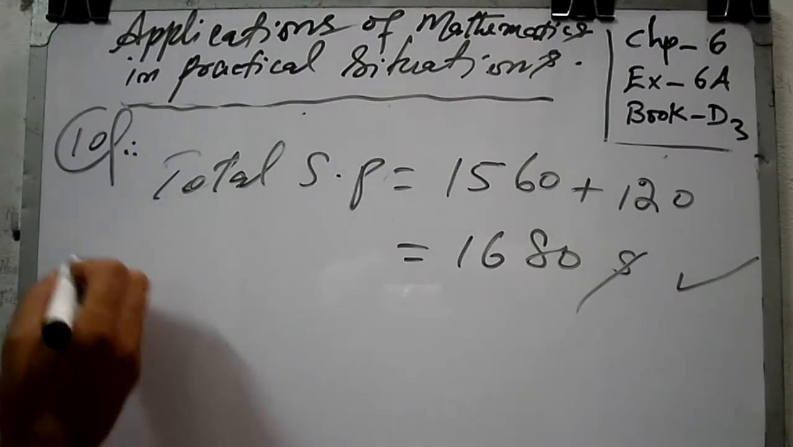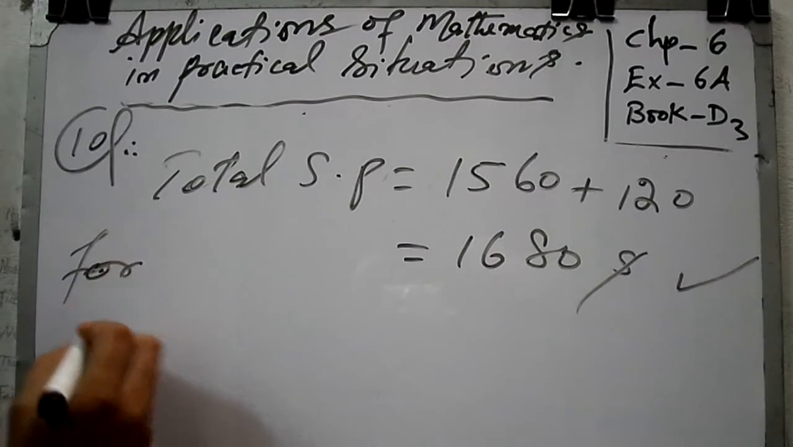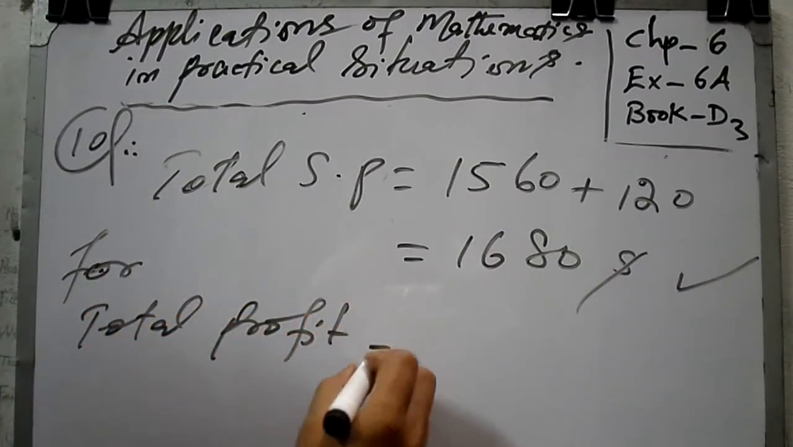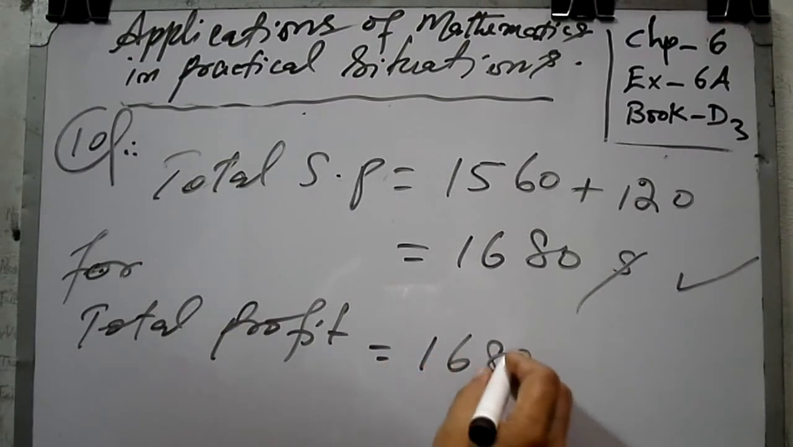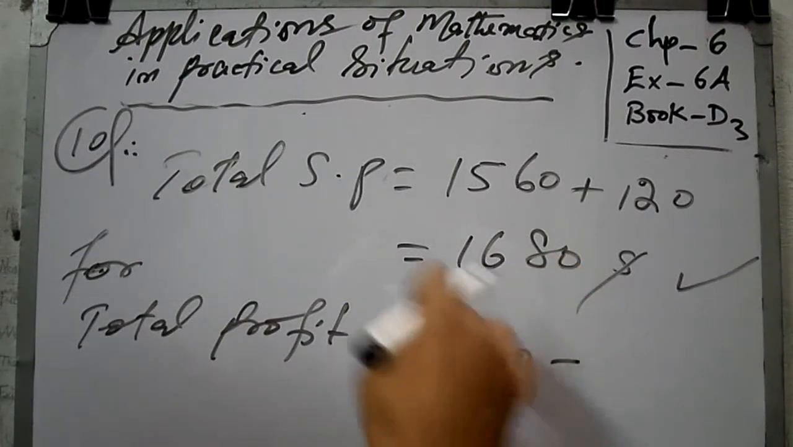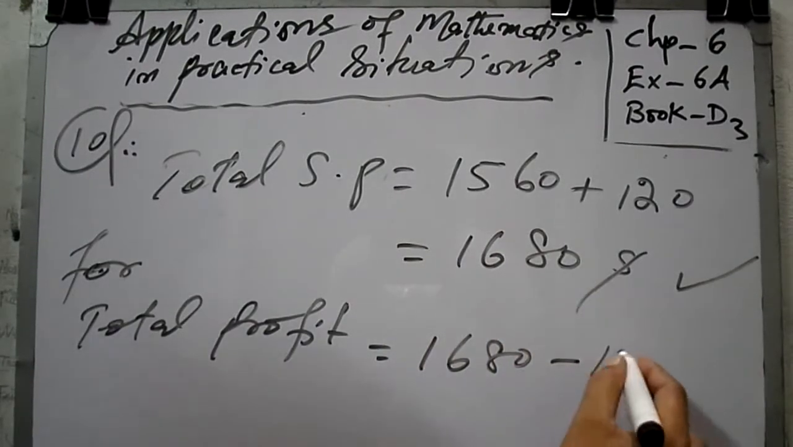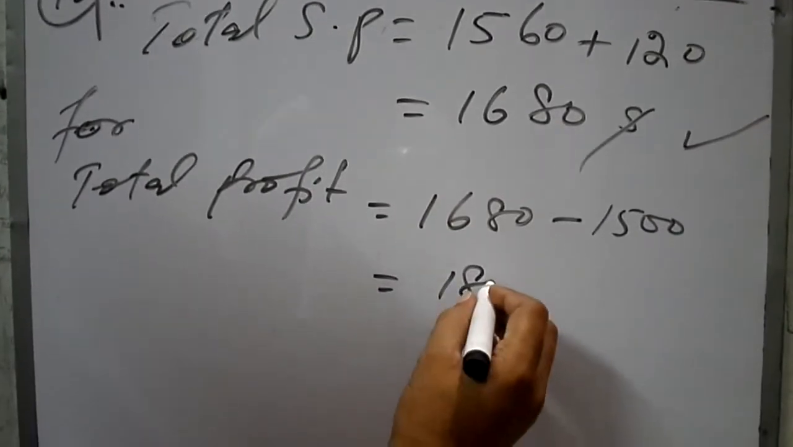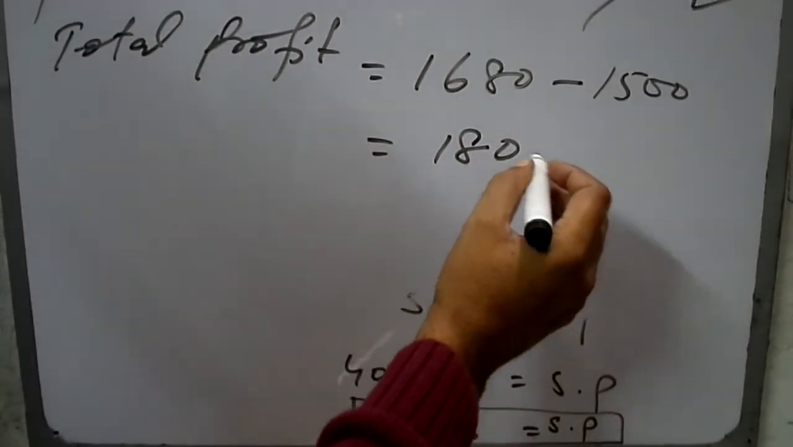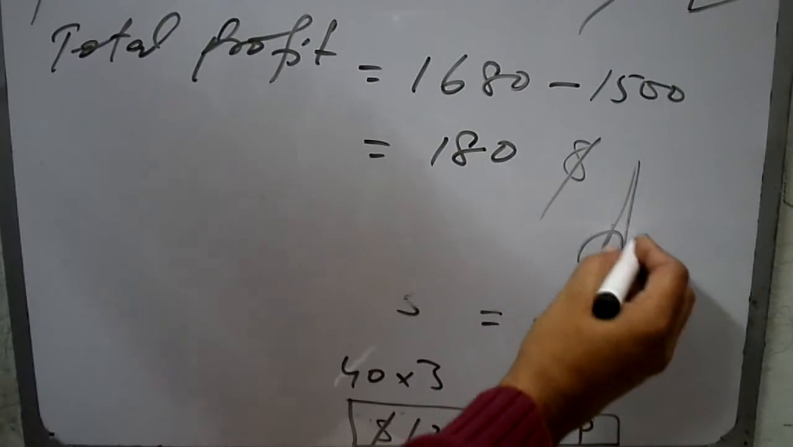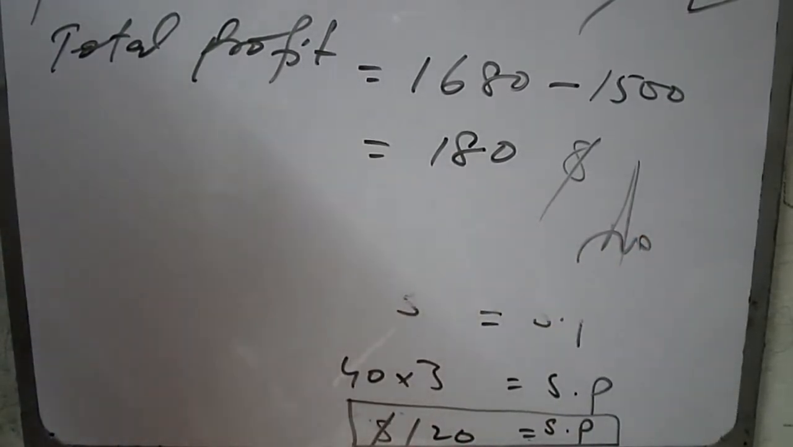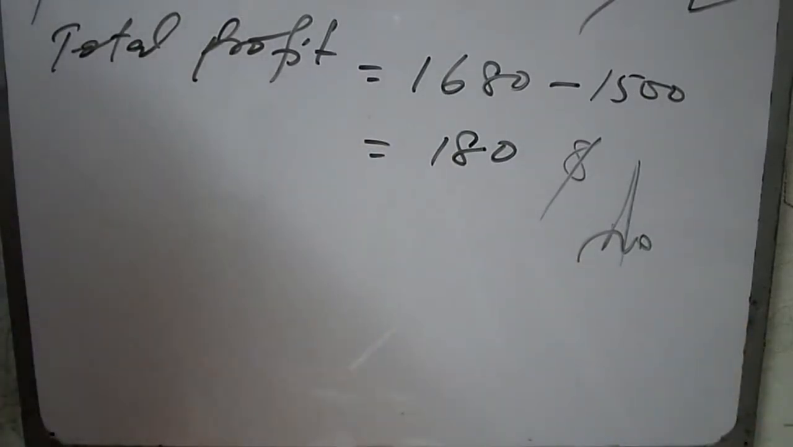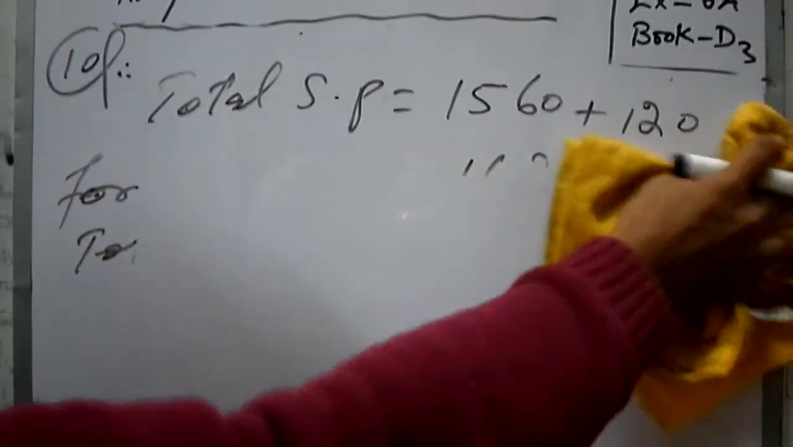So similarly for total profit, we have this and actually we have 1500, so it should be minus to get the real profit. So minus 1500, so you will get 180 is your dollar result. So that is your total profit, is your required result also. So okay, now coming to the last question of this exercise, question number 11.